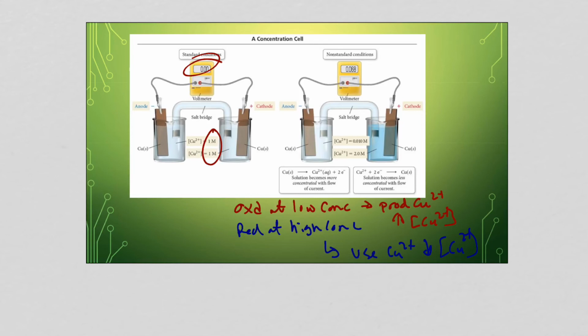And again, this goes back to that whole idea of spontaneous mixing. They're moving in the direction to try to bring these concentrations to be the same. So the one that is the lower concentration will react in such a way to raise it. The one that is the higher concentration will react in such a way to lower it. So this determines where we see oxidation and reduction.